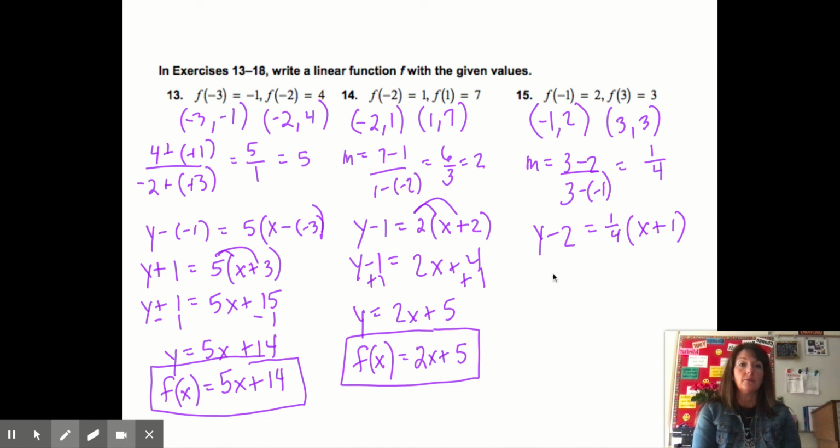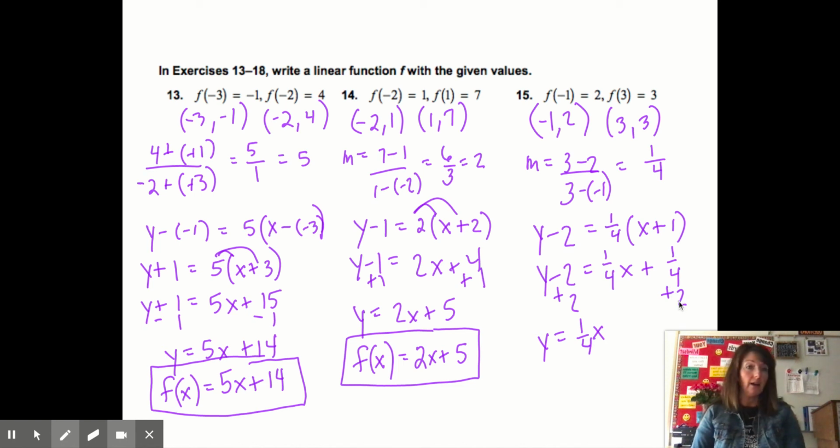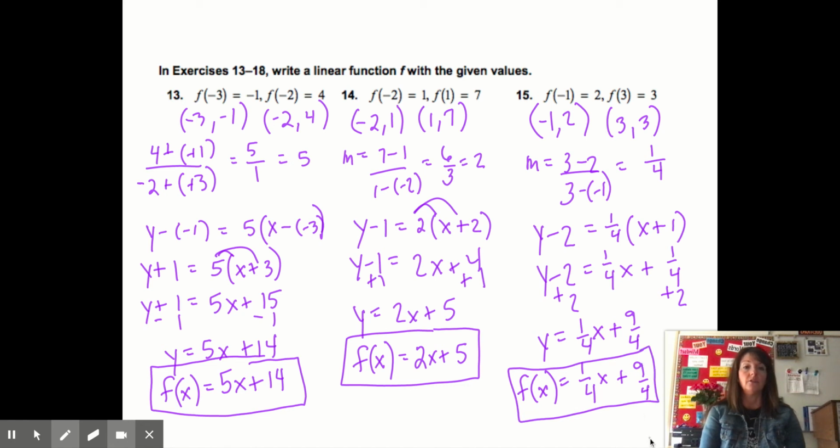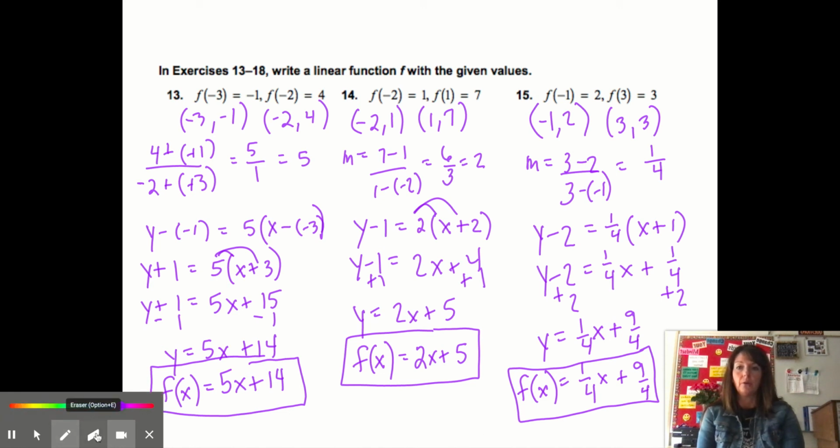So I'll distribute. Y minus 2 is equal to 1/4 of x plus 1/4. I'll add 2 to both sides. So y is equal to, now in doing this, I guess I can put it as maybe a decimal, 2.25. I'm going to go ahead and keep it as an improper fraction, right? So we would have 9/4. So our function notation would be 1/4 of x plus 9/4, because I can't simplify other than to change it to a decimal. You probably don't want to do a mixed number. Okay, so let's keep things to improper fractions or decimals.